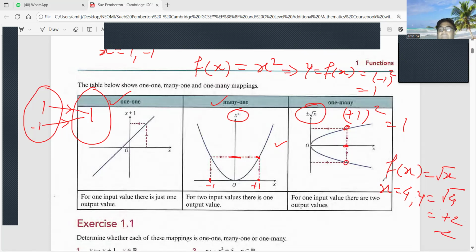So this is how we can figure out about the types of function. Broadly, actually, there are a lot of functions. Right now, I have explained to you 3 types of function.